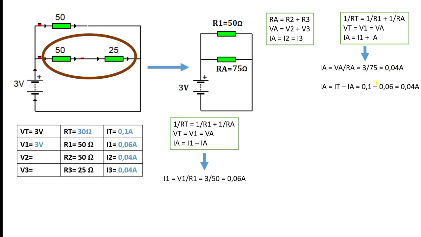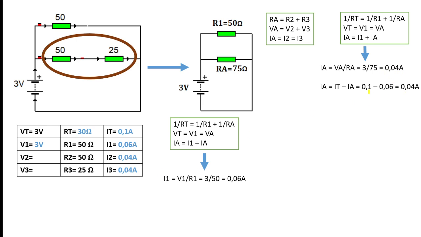The other way is to make total intensity minus intensity 1, this is a mistake, this is intensity 1, is equal to 0.1 minus 0.06 equal to 0.04 amperes. We see that the answer is the same in both ways, so that helps us to make sure that we haven't made any mistakes. If the answer were different, we would have to check all the things we have calculated previously, because there could be a mistake in that part. But since both are the same, it's all correct.